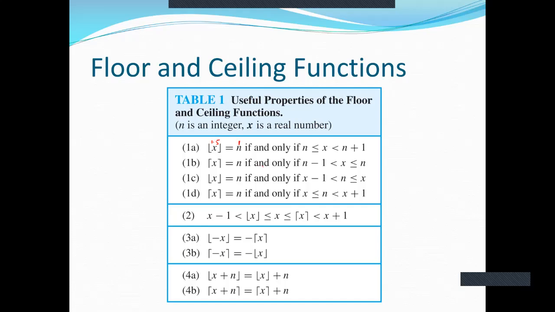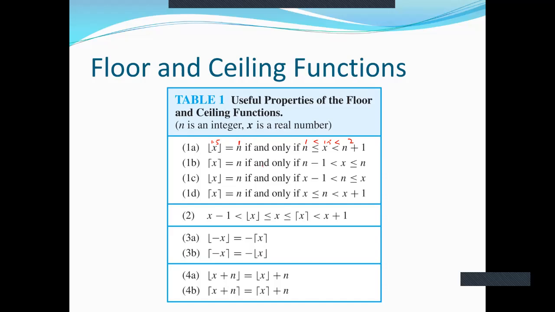So what does it mean? x is greater than or equal to n. You can see x is 1.5, that is definitely greater than 1, and it is less than n plus 1, that is 2. So the property says that if you take the floor of some value x equal to n, then x is always greater than or equal to n and less than n plus 1.